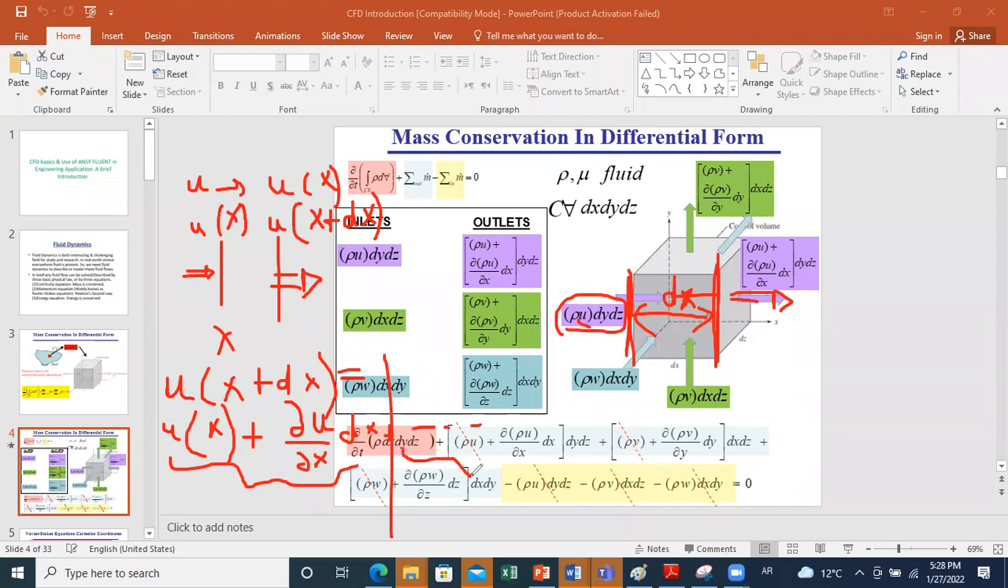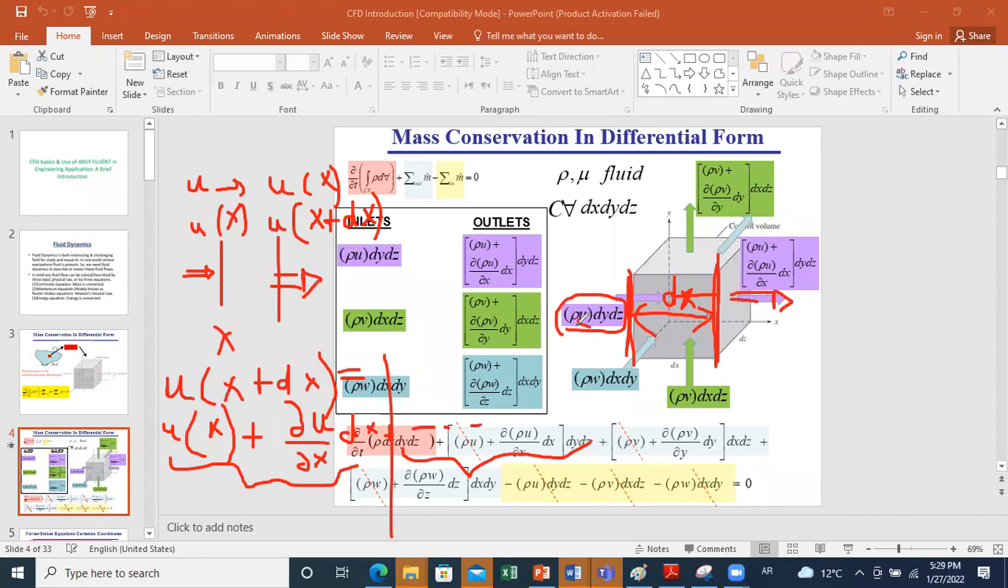This is called the truncation error, because we are neglecting some terms compared to these terms. So here we'll limit ourselves to the first two terms, which are u and the first derivative of u with respect to x times dx. Now, when we do this, we can relate the value of the function at x plus dx to its value at x. So for example here, you have rho u times dy dz.